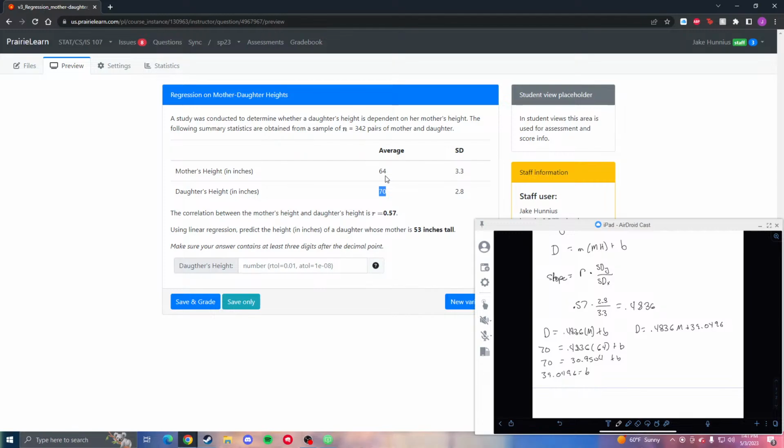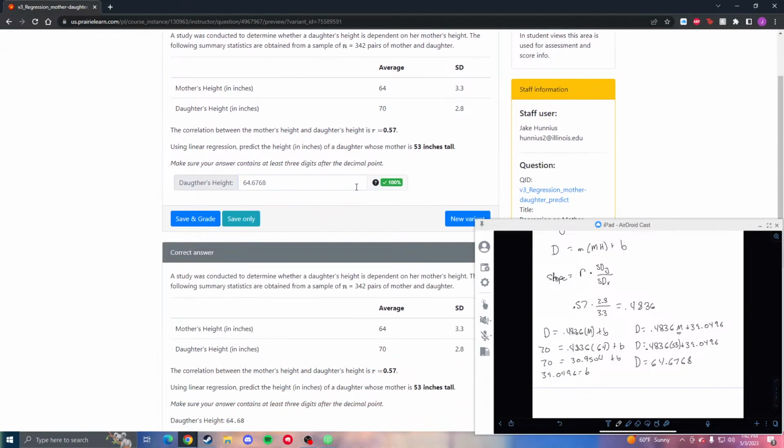So now we have a mother who's 53 inches tall. We just got to plug that in here to solve for our daughter's height. So let's go ahead and plug that in. Times 53 plus 39.0496. Let me do this real quick. And then, so we plug that in and we get 64.6768 for our daughter height. And now hopefully I did everything right. And then we get our daughter's height.